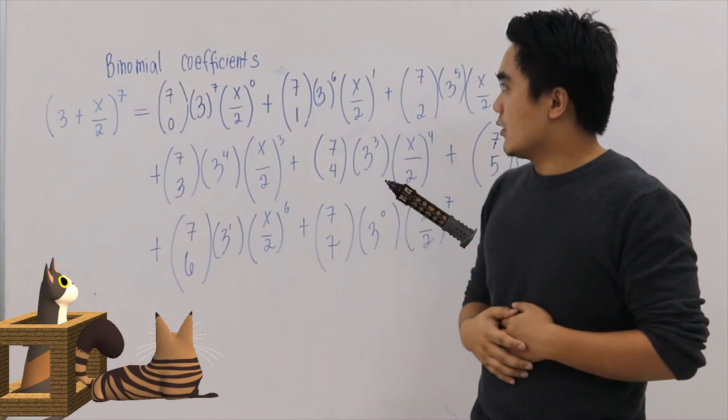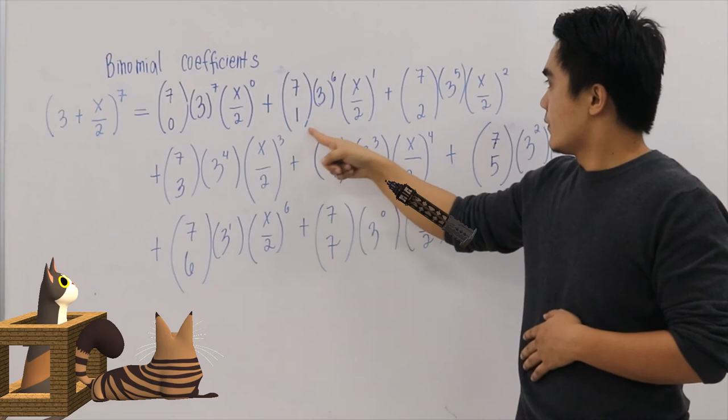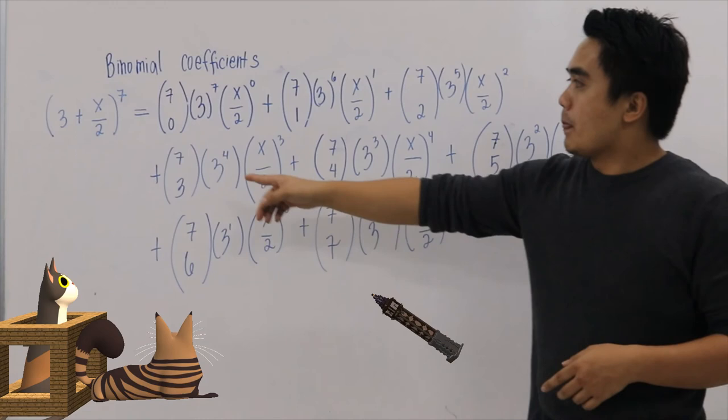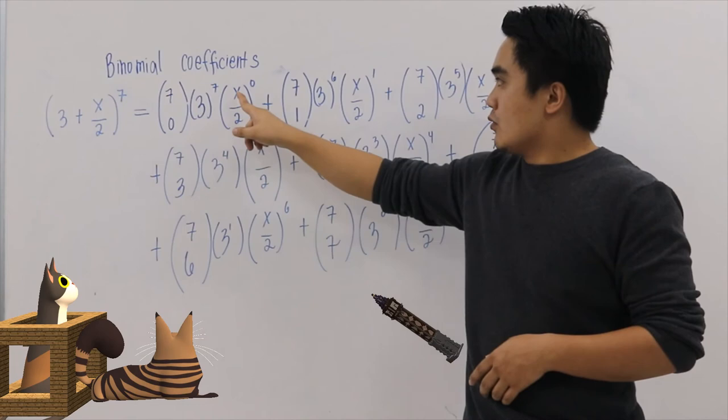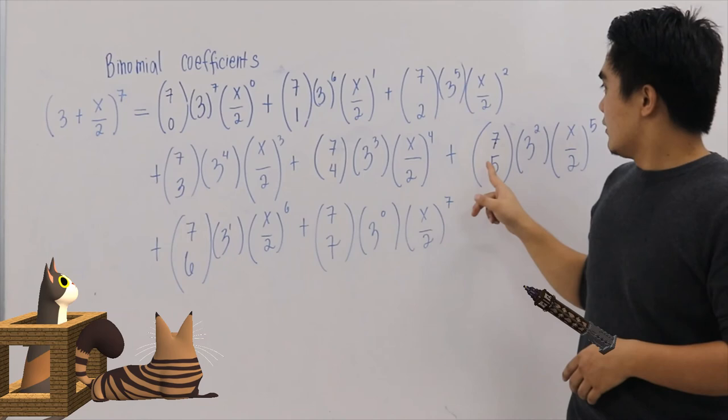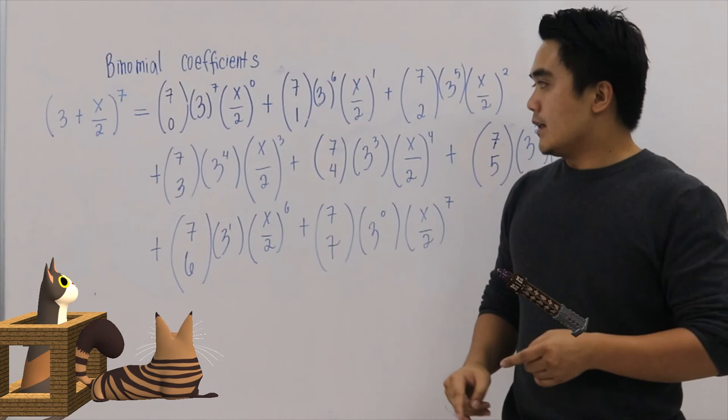Okay, the second one, we increase as we move on. So 0, 1, 2, 3, 4, 5, 6, 7. Another way to look at this is your r here, the number of selections, should always be equal to the exponent of the second term. 0 and 0, 1 and 1, 2 and 2, 3 and 3, 4 and 4, 5 and 5, 6 and 6, 7 and 7, because they are increasing at the same time.